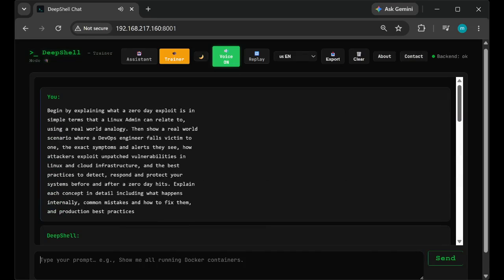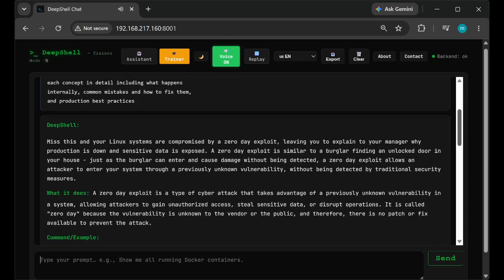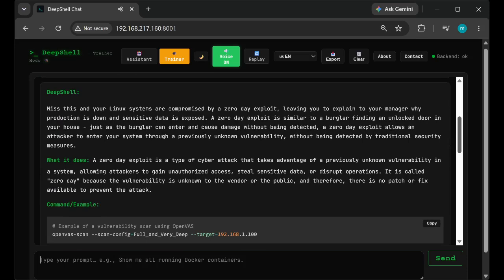Miss this and your Linux systems are compromised by a zero-day exploit, leaving you to explain to your manager why production is down and sensitive data is exposed. A zero-day exploit is similar to a burglar finding an unlocked door in your house. Just as the burglar can enter and cause damage without being detected, a zero-day exploit allows an attacker to enter your system through a previously unknown vulnerability, without being detected by traditional security measures.